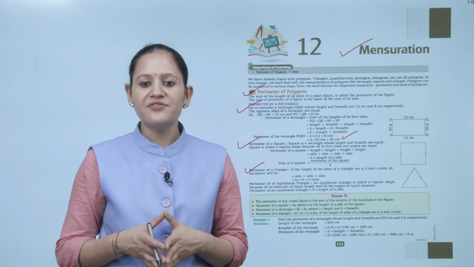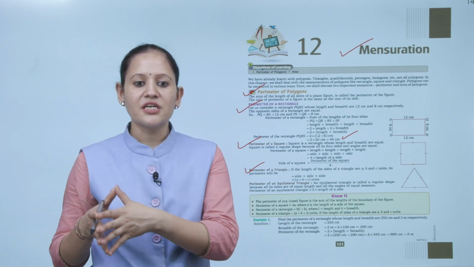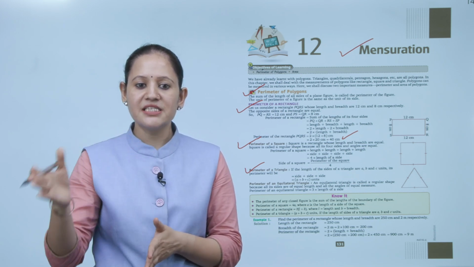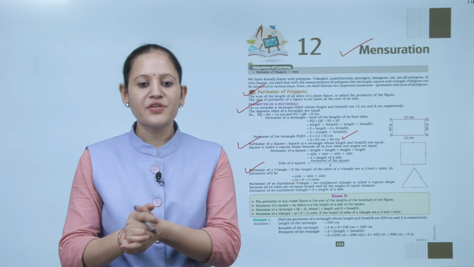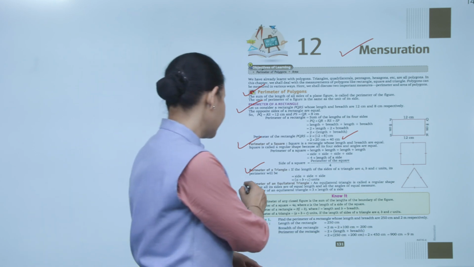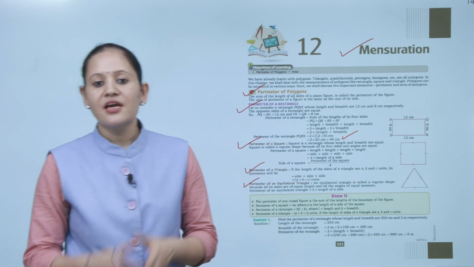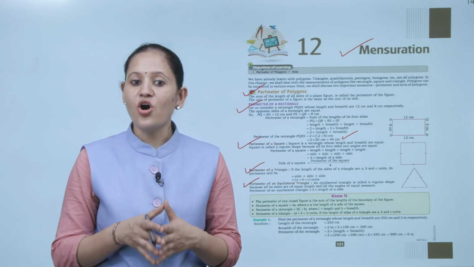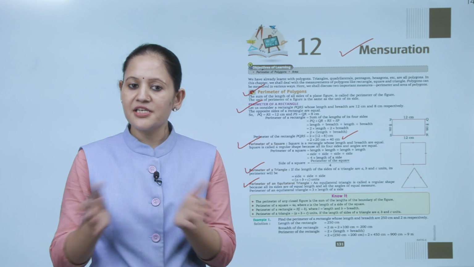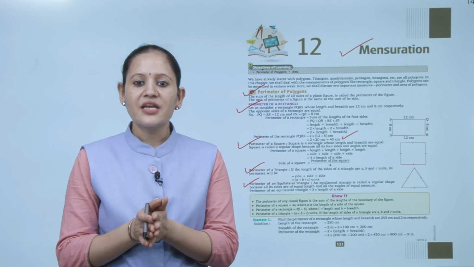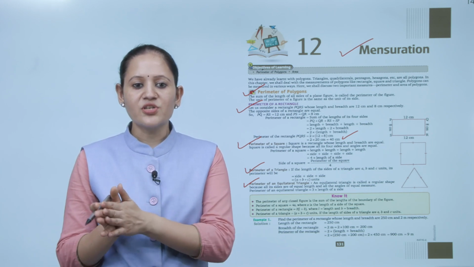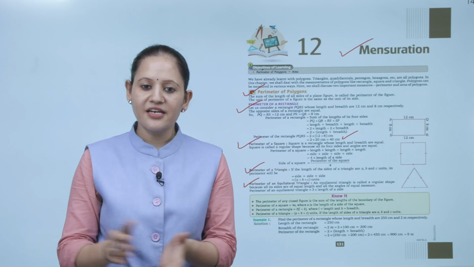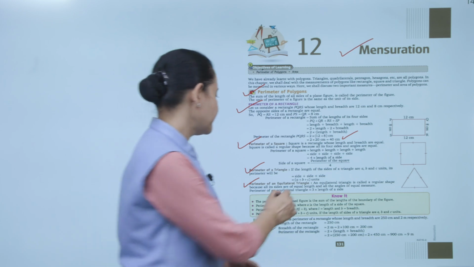Next is perimeter of triangle. If the lengths of the sides of triangle are A, B and C units, then the perimeter will be side plus side plus side, that is A plus B plus C. Next is perimeter of the equilateral triangle. An equilateral triangle is called the regular shape because all its sides are equal. In equilateral triangle all sides are equal and angles are also equal measures. So perimeter of equilateral triangle is 3 into length of a side. Clear?